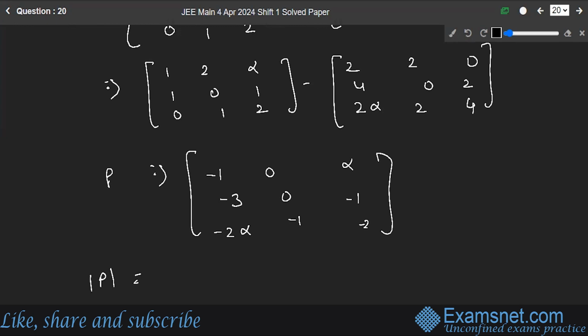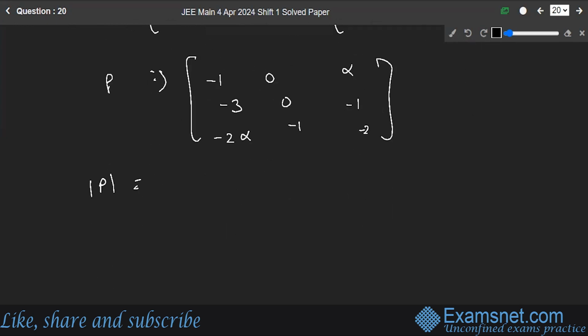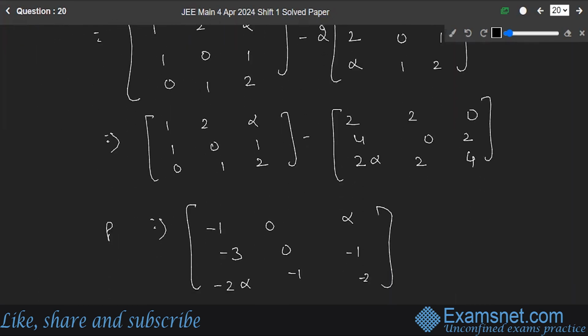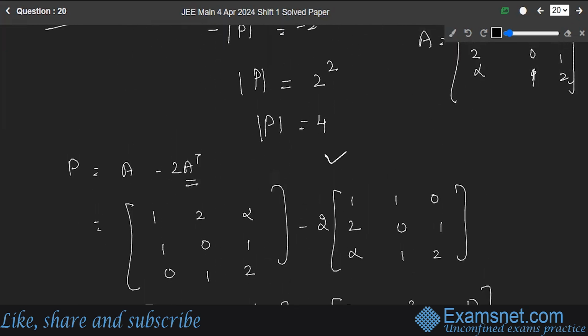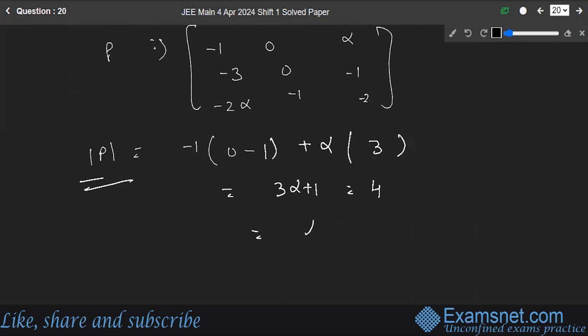And now let's find the determinant of P. Determinant of P will be given by minus 1, 0, plus this. This is minus 1 and minus of this and plus alpha 3. Okay, this gives me 3 alpha plus 1 and that was equal to 4. Determinant of P is equal to 4. We just solved it over here. And this gives me 3 alpha, alpha is equal to 1. So I got the value of alpha is equal to 1.